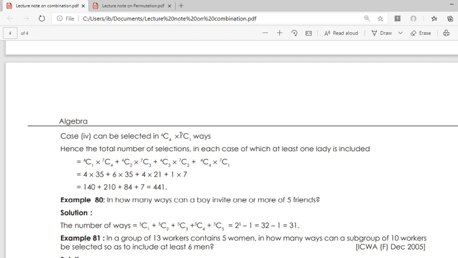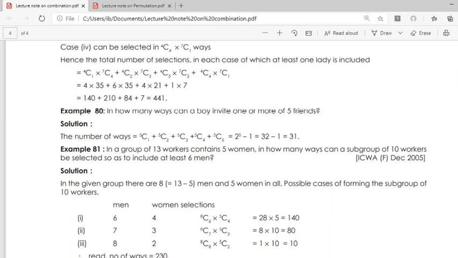So what is the total selection you are going to get for picking at least one lady? Sum all of them together. Each of them you have done. On those four cases, you add them together. That's how you got the solution, 441 ways.